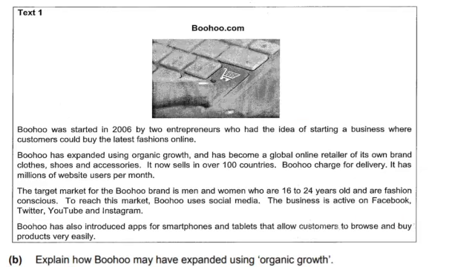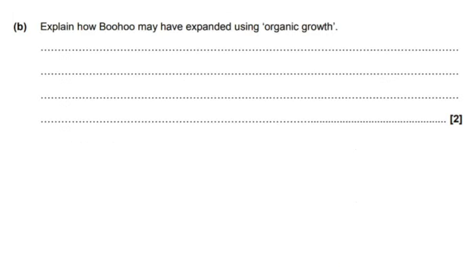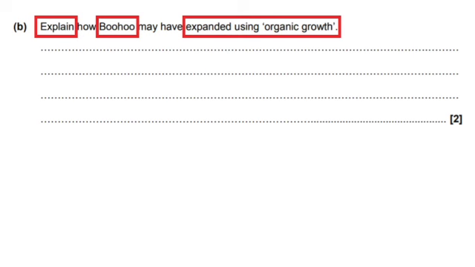So the next question that we're going to look at is explain, and we've gone back to boohoo.com. It's explain how Boohoo may have expanded using organic growth. What the question's asking you to do is explain, so you need reasoning as to why that's a valid point. It's asking you based on Boohoo, so you need your AO2 and your application. It cannot be about any generic business. And it's testing your understanding of organic growth. So again, internal growth strategies.